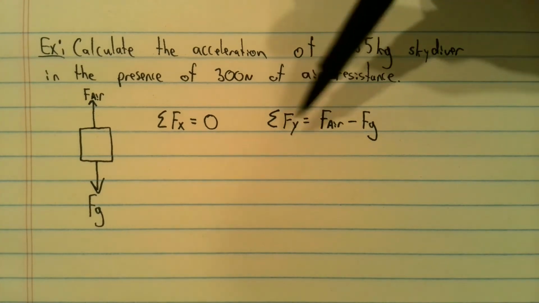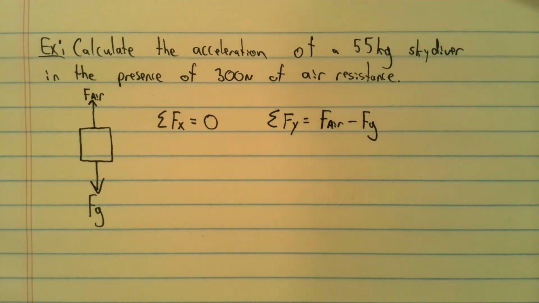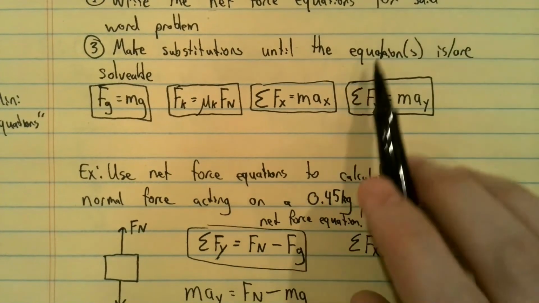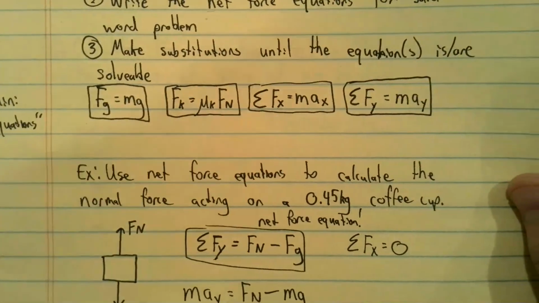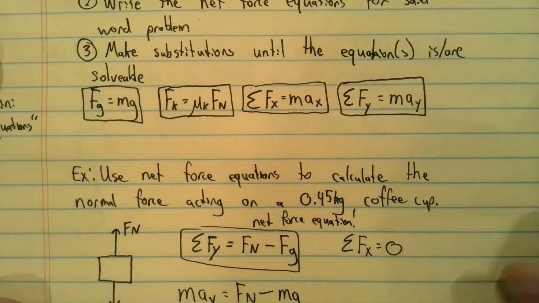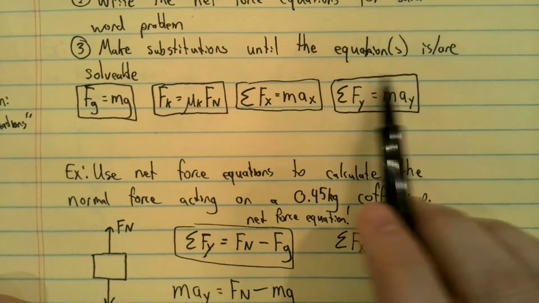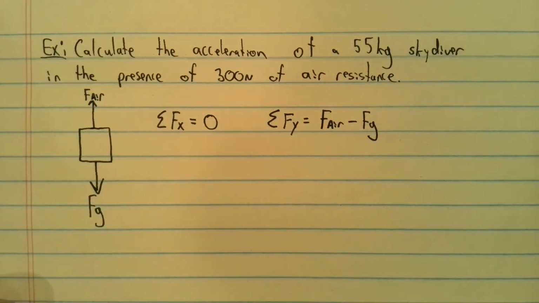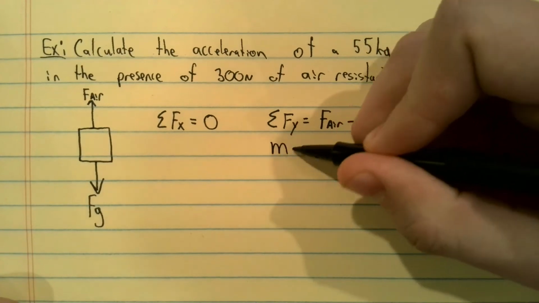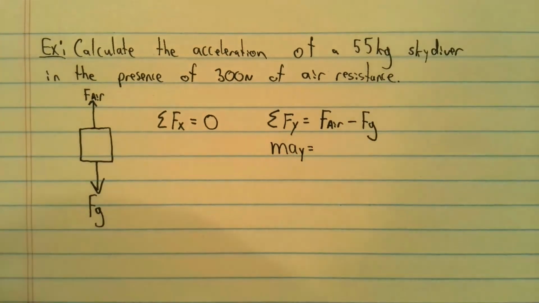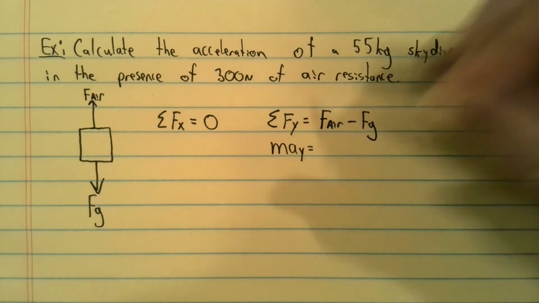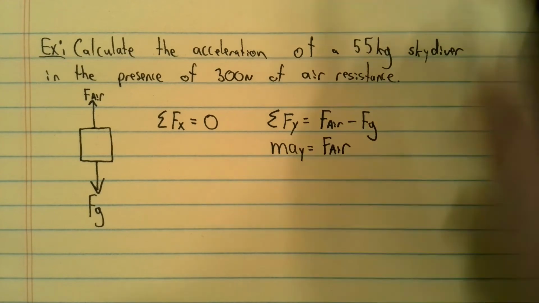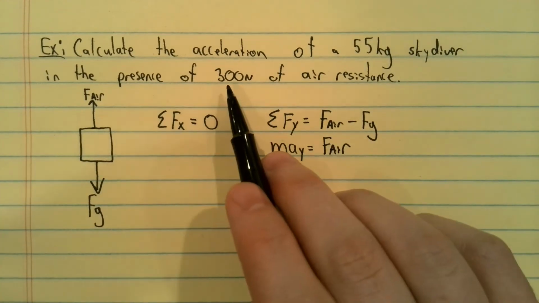I don't see acceleration in this equation, so it looks like I need to do step 3. I've got to make substitutions until this equation is solvable. So let's look at our mini equations. It looks like, hey, look at that. There's acceleration, and I have sigma Fy in my equation here. So sigma Fy, we'll write may. F air, well, there's no equation for air resistance, so I'll just leave it as F air. Also, look at that. That's the air resistance.